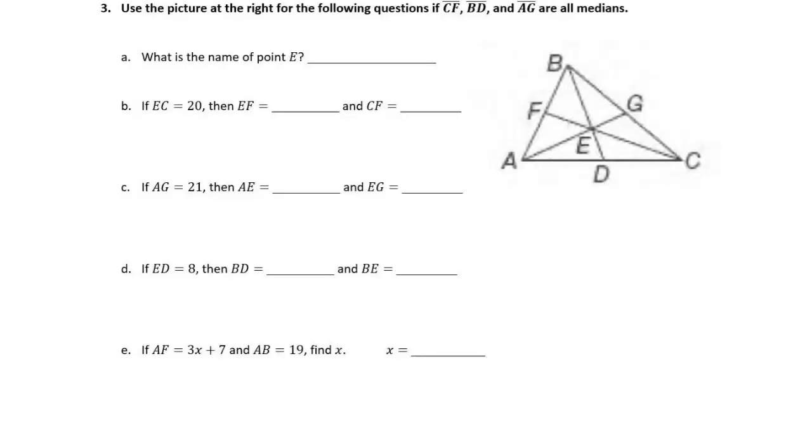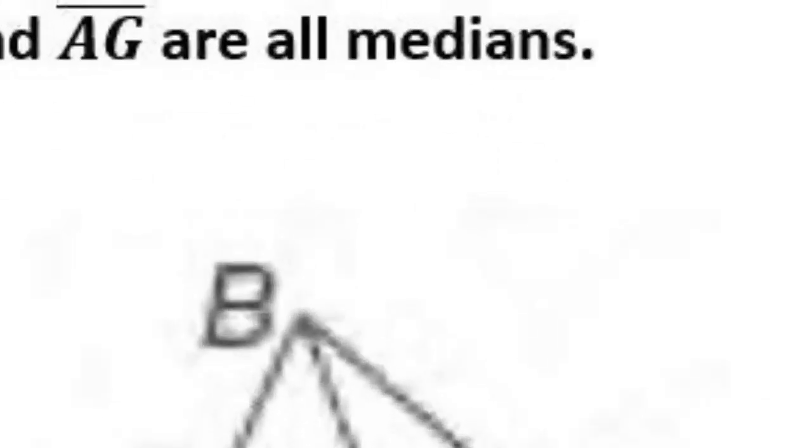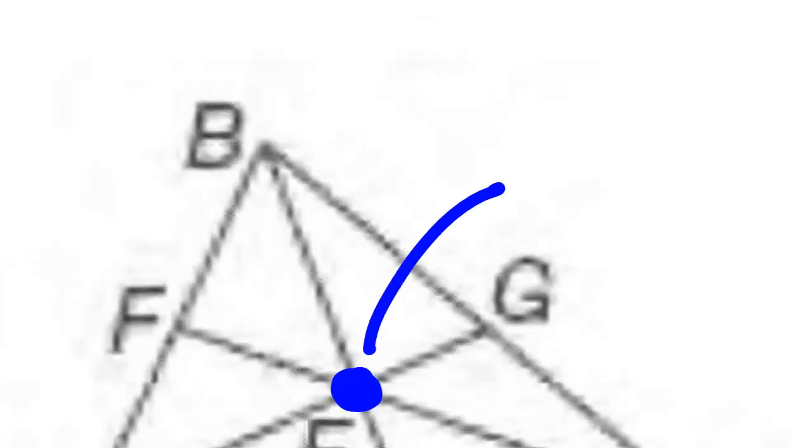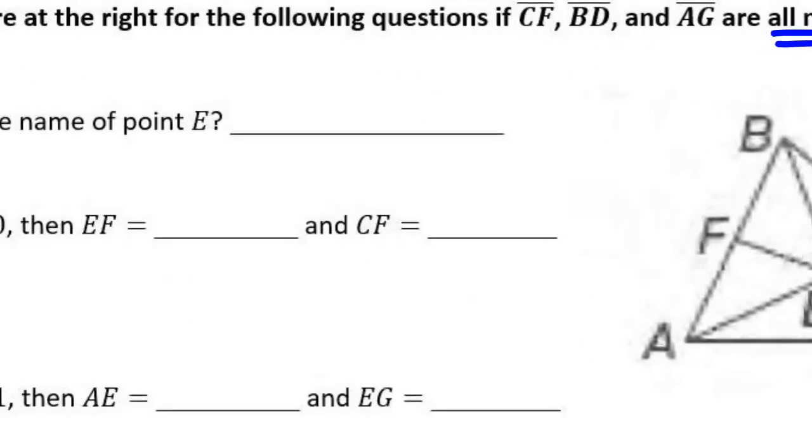All right, problem 3 first. It says that segments CF, BD, and AG are all medians. And right here is where those 3 medians are intersecting. What do we call the point where those 3 medians intersect? The centroid. This is the centroid.